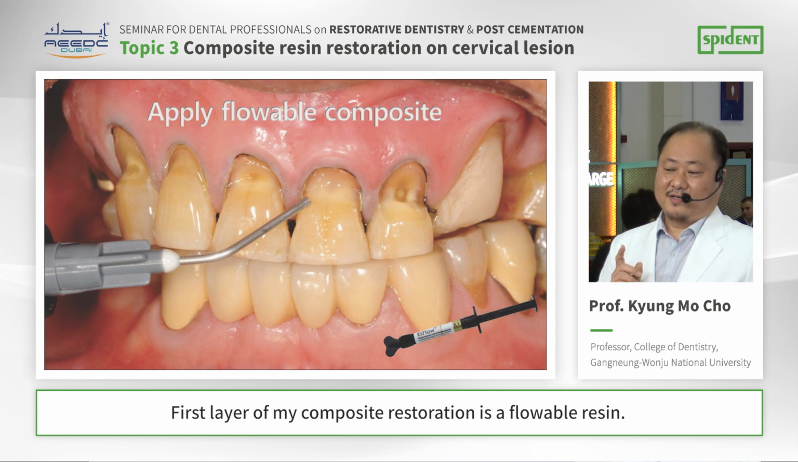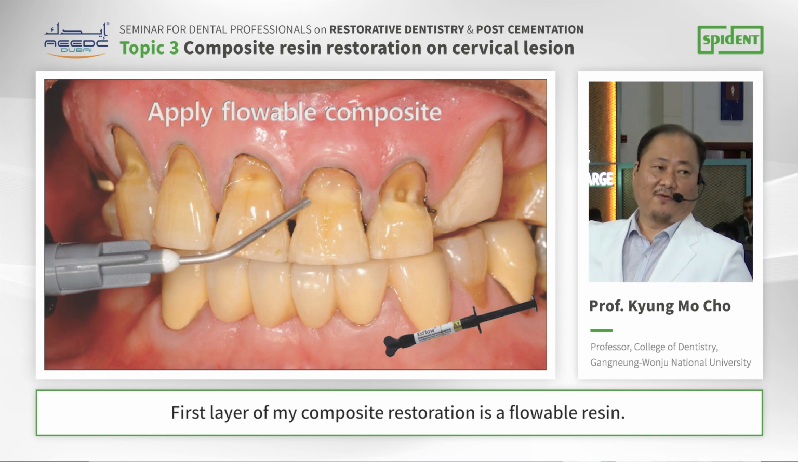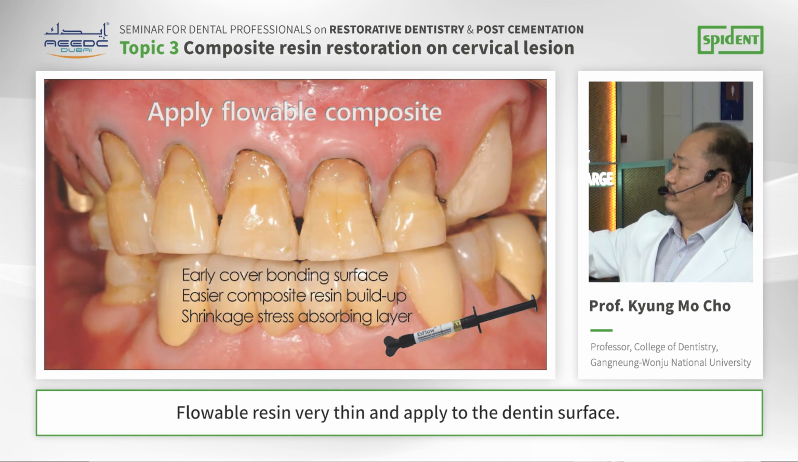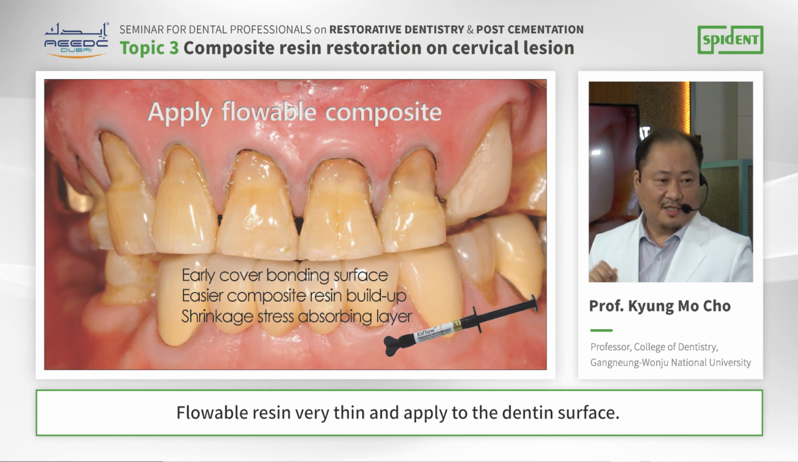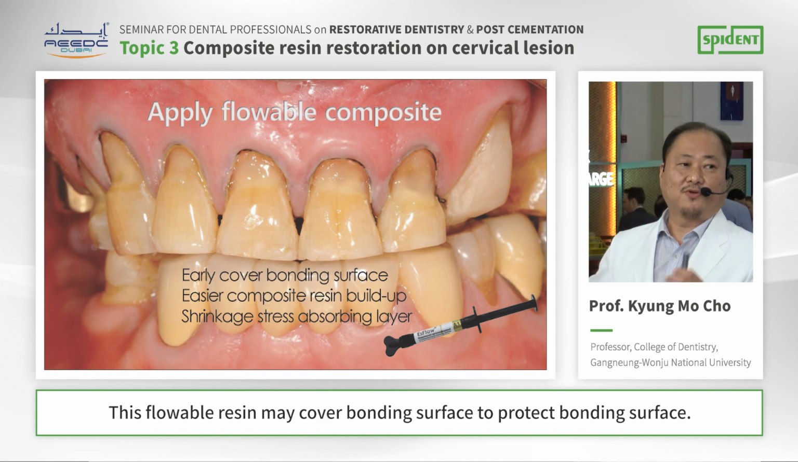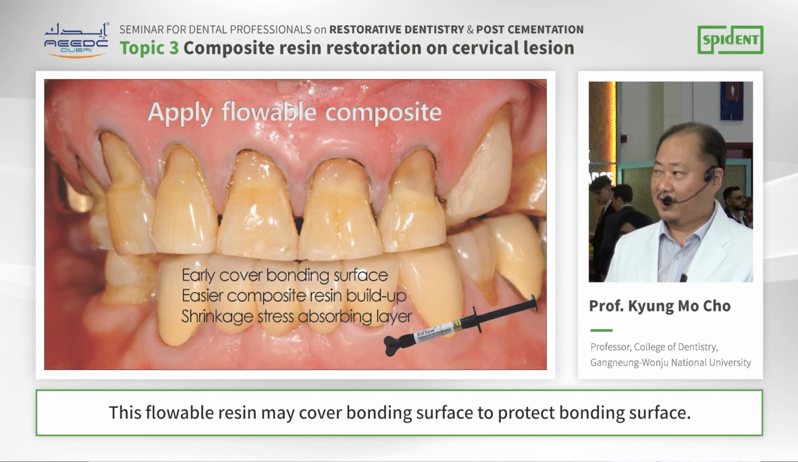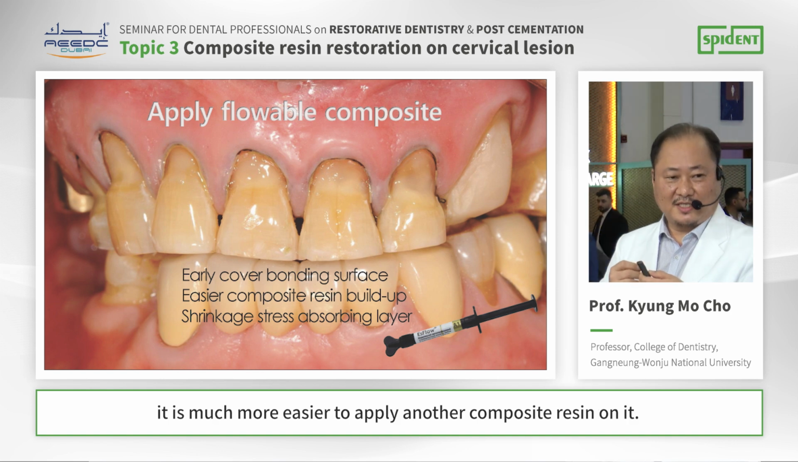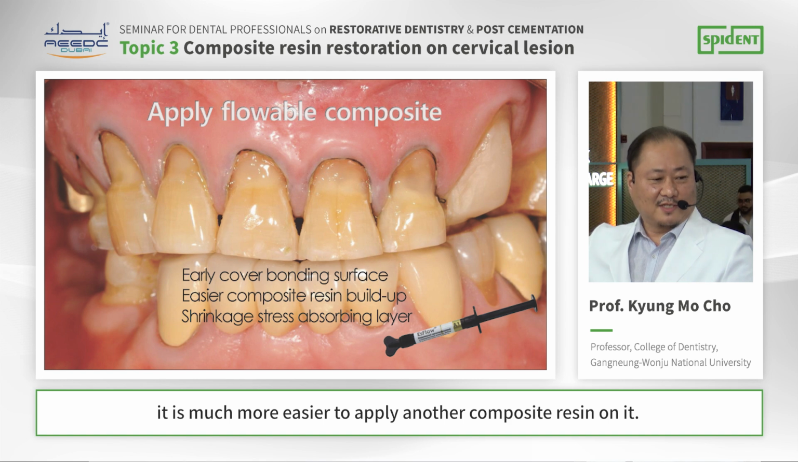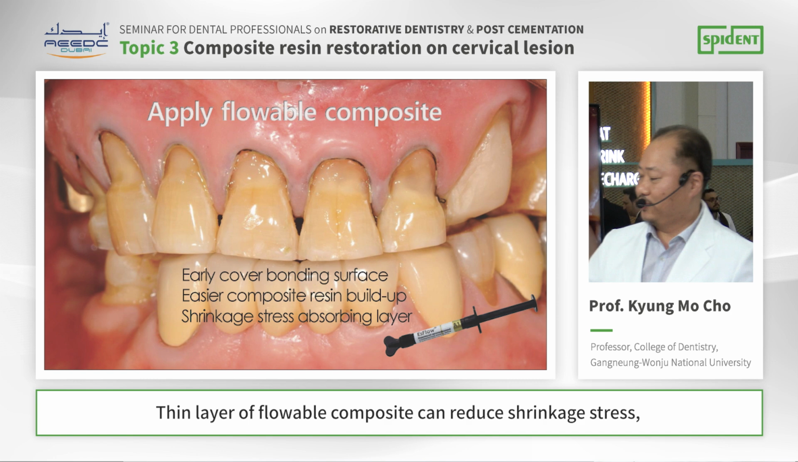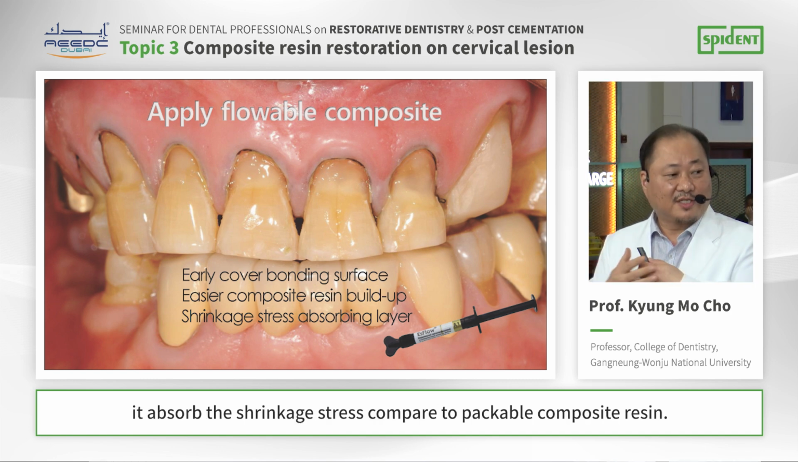The first layer of my composite restoration is a flowable resin. Apply flow resin very thin to the dentin surface. This flow resin will cover the bonding surface and protect it. Also, after applying flowable composite, it is much easier to apply another composite resin on it. And a thin layer of flowable composite can reduce shrinkage stress.